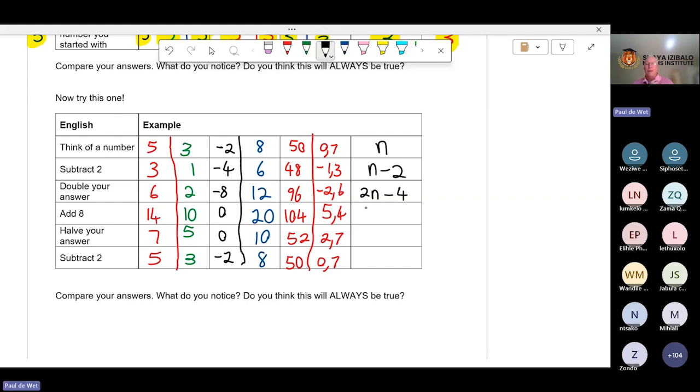Well done. No, not 2n plus 8. Okay, lots of people having a go. Guys, if you add 8, the 2n stays as it is. But what happens when you add 8 to negative 4? Well done, Skumbuzo. 2n plus 4. Right. 2n plus 4, guys.